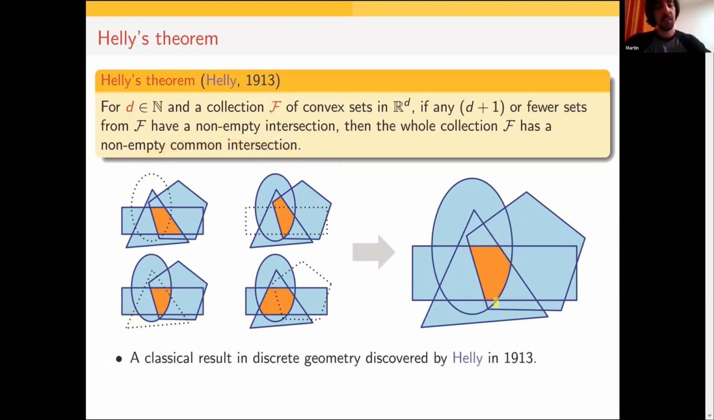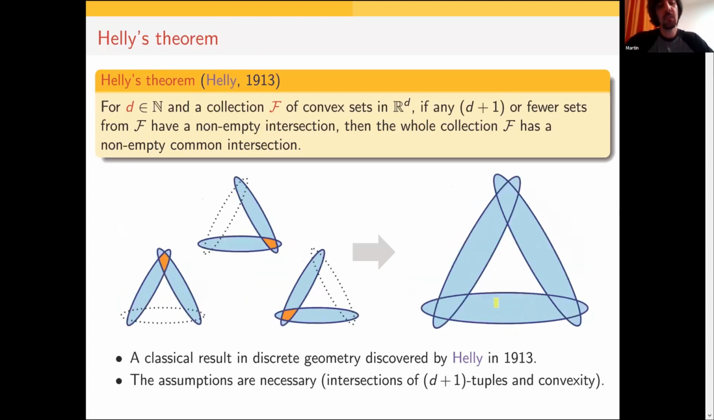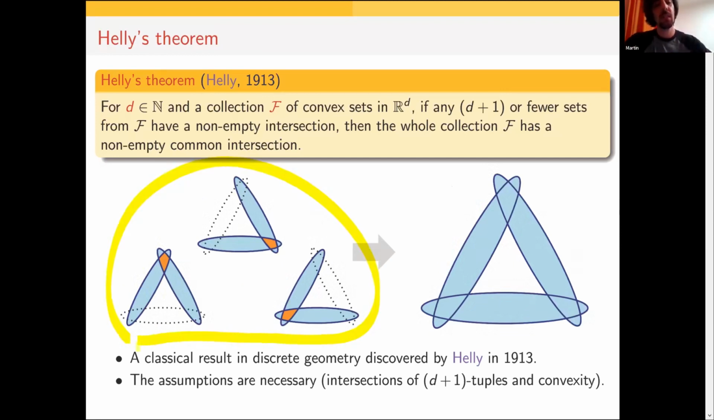Now, this is a classical result in discrete geometry. As the name suggests, it was discovered by Helly, and it's more than 1 century old. The assumptions in the theorem, the fact that we have convexity and that we are looking at intersections of d+1 tuples, are both necessary. For example, in the plane, if we only require pairwise intersections to be non-empty, then we can have sets like this. Here we have 3 sets that have non-empty pairwise intersections, but as you can see here on the right, these sets do not have a non-empty common intersection. So the common intersection is empty, so we need to have at least d+1 tuples to have these intersections.